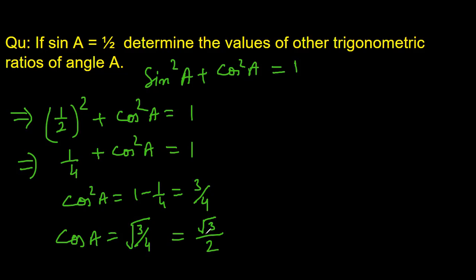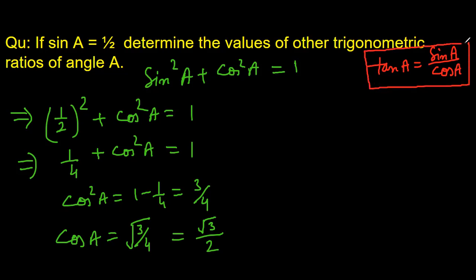Remember one more trigonometric formula: tan of any angle can be written as sine of A divided by cos of A. Why can we write it? We have given proof of this in one of the previous videos. You can go and see it there. And for this question, you can directly apply tan A equals sine A over cos A.